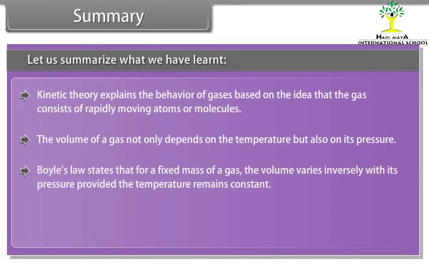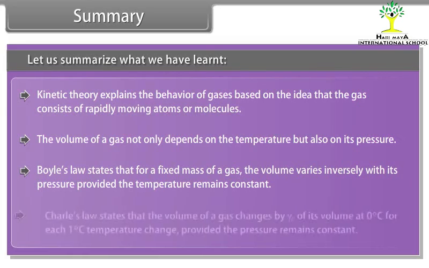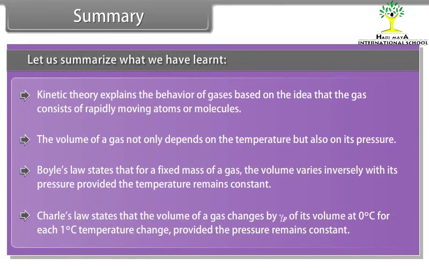Boyle's law states that for a fixed mass of a gas, the volume varies inversely with its pressure provided the temperature remains constant. Charles' law states that the volume of a gas changes by gamma p of its volume at 0 degrees centigrade for each 1 degree centigrade temperature change, provided the pressure remains constant.